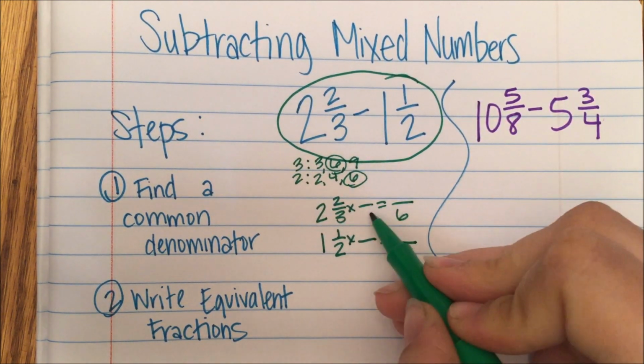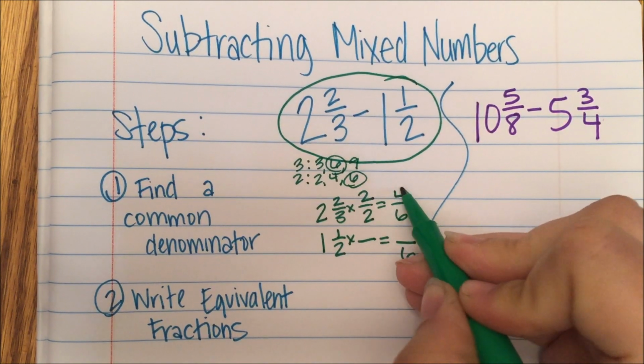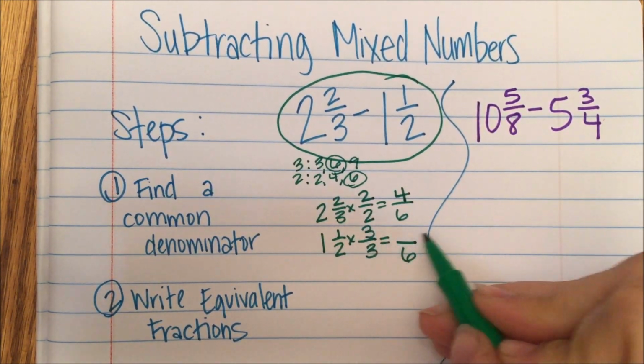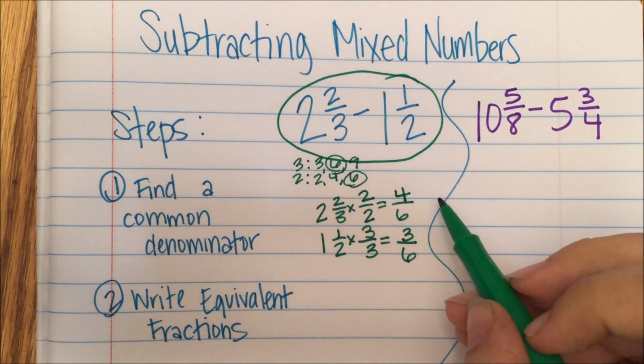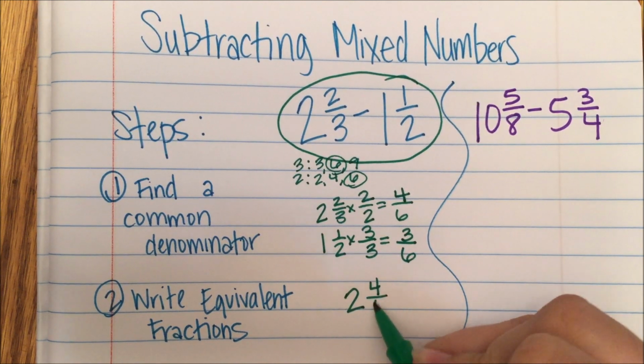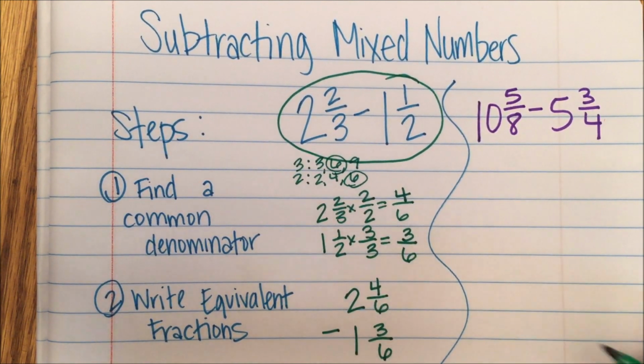So 3 times 2 is 6. I have to multiply the numerator also. 2 times 2 is 4. And 2 times 3 is 6. So 1 times 3 is 3. Now I can rewrite my problem. That's 2 4/6 minus 1 3/6. The same value here, but we have our equivalent fractions.